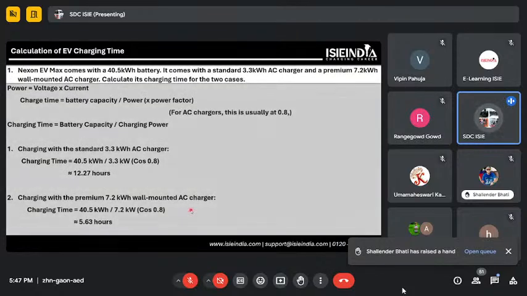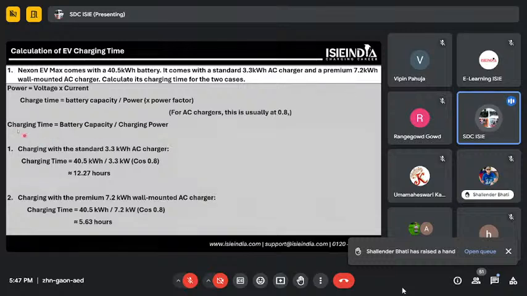So I have taken an example, the Nexon EV Max. It has a 40.5 kilowatt-hour battery pack, which is near about 42 kilowatt-hours in real life, but I have taken the example of 40.5. It comes as standard with a 3.3 kilowatt AC charger, and the premium charger, which is a level 2 AC charger, has 7.2 kilowatt capacity, right? So calculate these two cases.